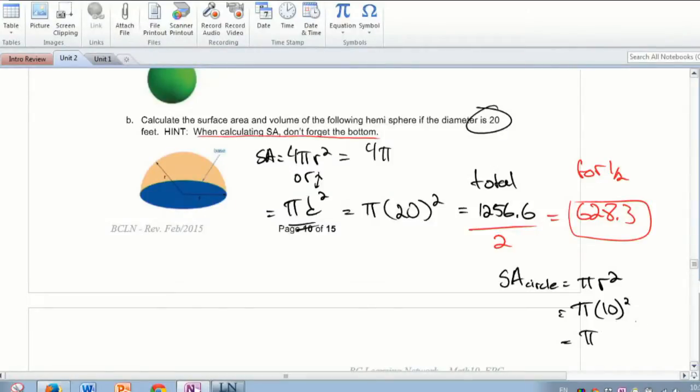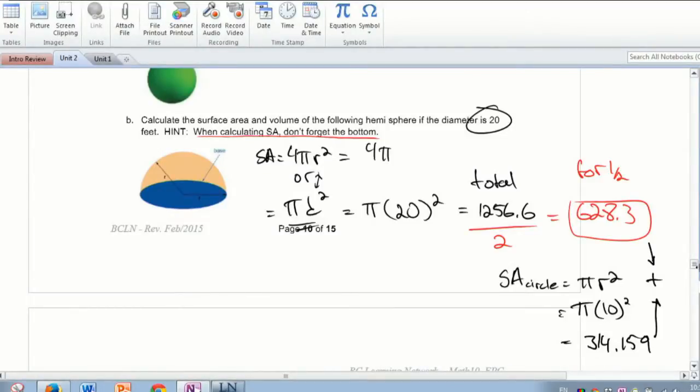Pi times 100, 314.59. And then I'm just going to add those two together to get the total. I'm not going to actually do that. I forget who asked about the surface area, but hopefully that helps a little bit.